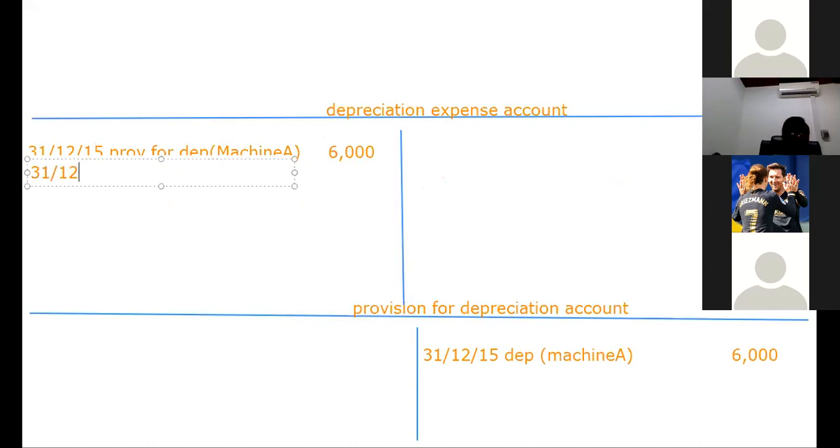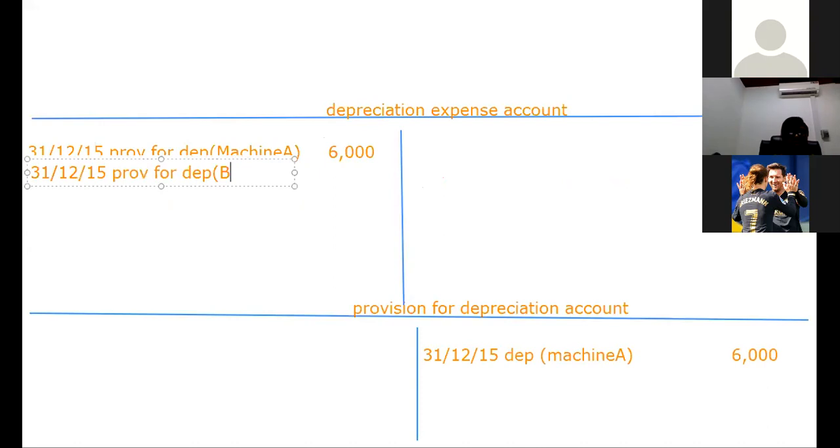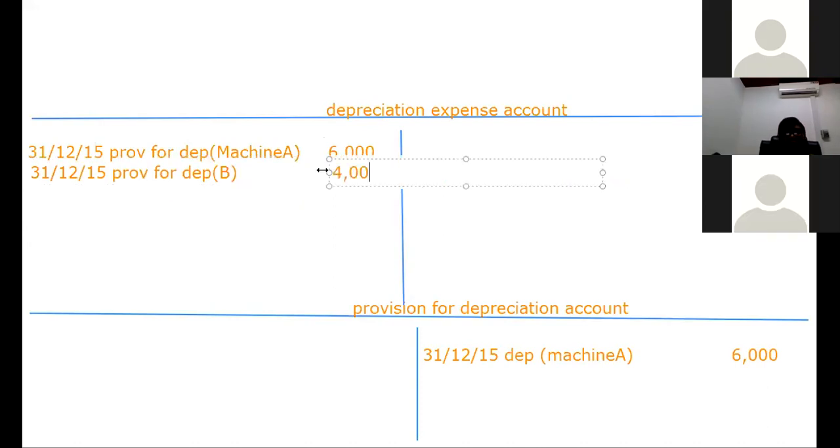31st December 2015, provision for depreciation, machine B, 4,000. 31st December 2015, depreciation, machine B, 4,000.